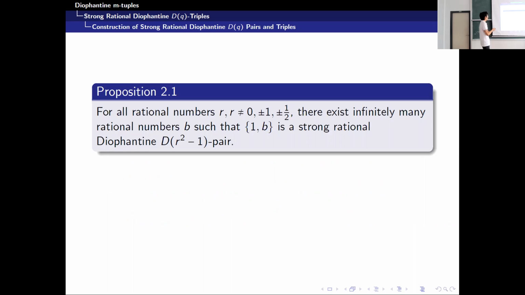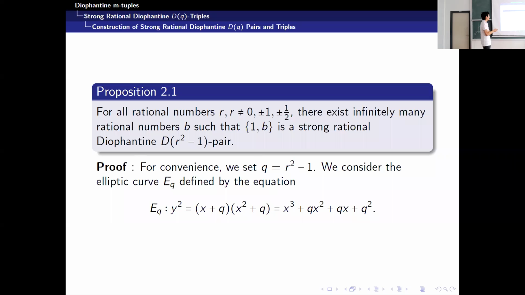Okay, this is my first proposition, and my aim is to construct strong rational Diophantine D(Q) pairs and show that there exist infinitely many of them. Let's say my pair is 1 and B, and that means I have three equations. The first one is 1 squared plus Q, and I know Q is equal to R squared minus 1, so 1 squared plus Q is R squared, and this is a perfect square, no problem. My second equation is B squared plus Q, and my third equation is B times 1 plus Q.